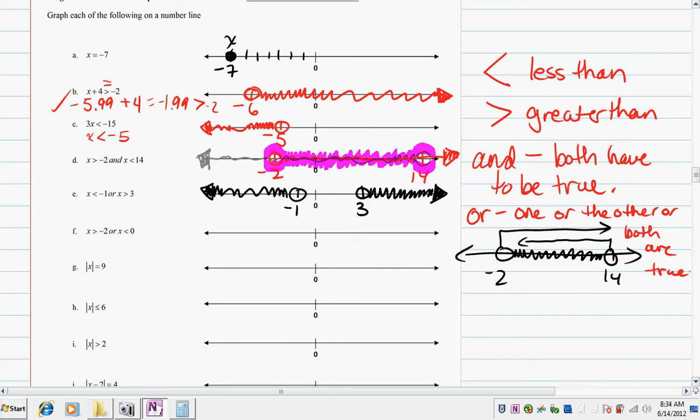Looking at the next one, X is greater than -2. There's my -2, not including it. Greater than.